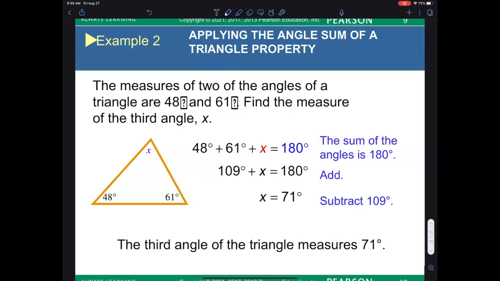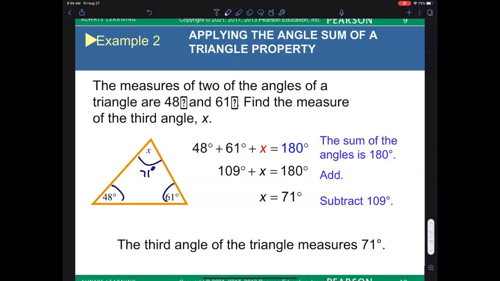So we can write an equation that the 2 angles we know plus the one that we don't know, the 48, the 61, and the x, they add up to 180. And then you can solve for x by adding up the angles you know, subtract from both sides, and in this case we'd see the last remaining one is 71 degrees.